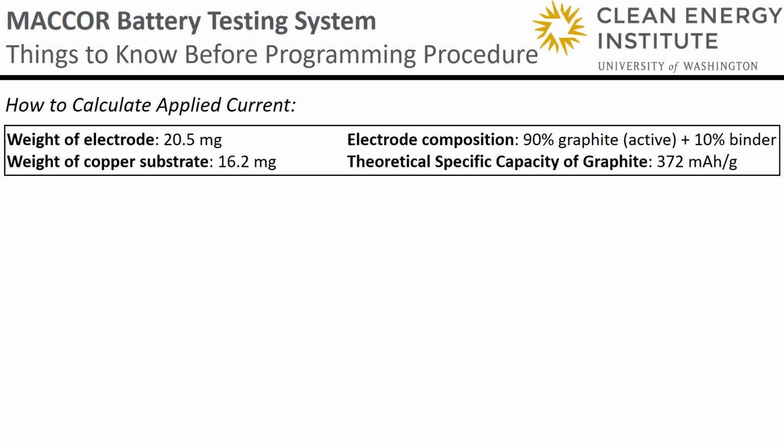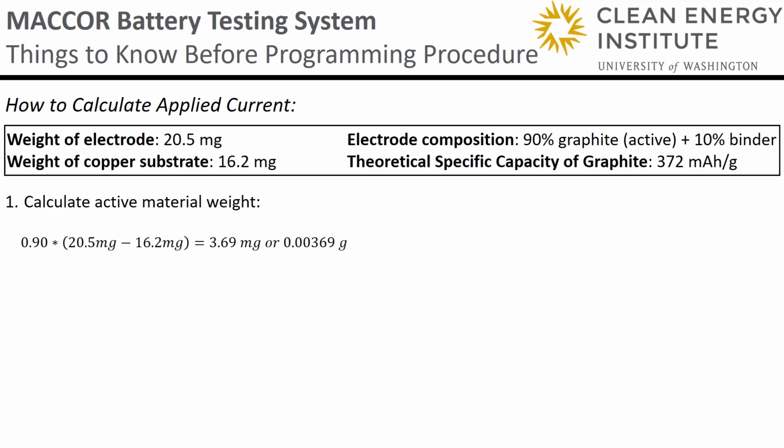The first step is to calculate your active material weight. To do this, you subtract the weight of your copper substrate from the weight of your electrode and multiply it by the percent of active material. In our case, this gets us 3.69 milligrams.